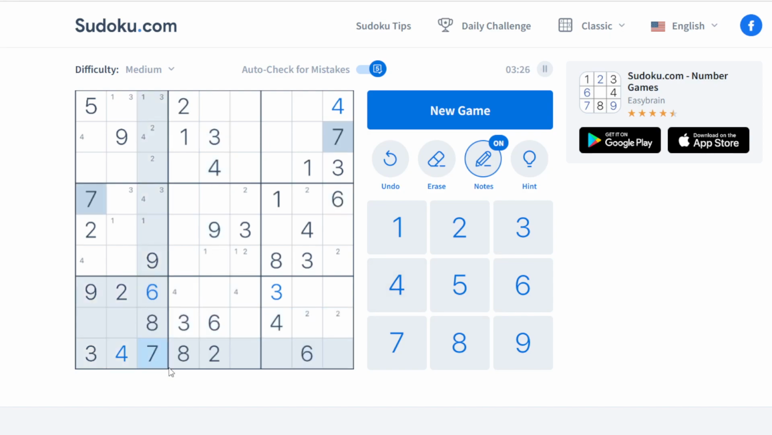Let's take a look at the 7's. The 7 can either be here or here. Well, actually, no, it cannot be here because these 2 are a pair. Therefore, the 7 must go here. From that 7, we can take note that the 7 must be here or here.